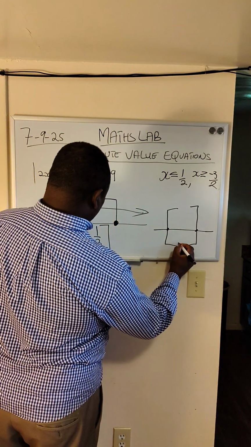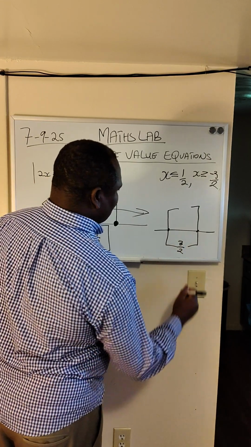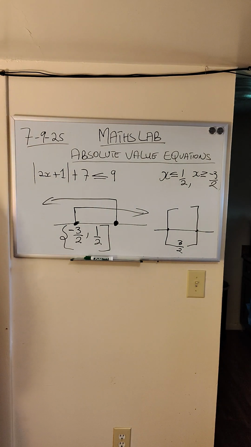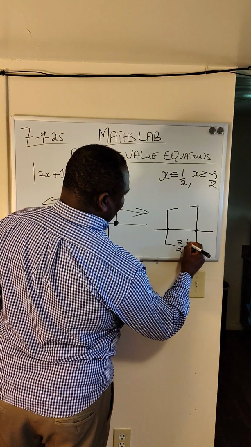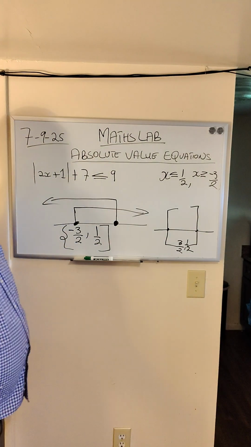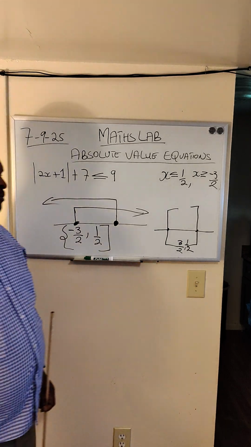So this part right here is going to be our 3/2. Our left side is going to be our 3/2, whereas our right side is going to be our 1/2.